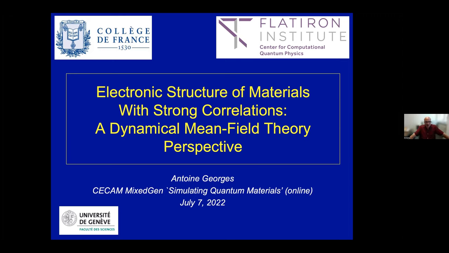Yes, so the title of my talk is Electronic Structure of Materials with Strong Electronic Correlations, a Dynamical Mean Field Theory Perspective. And the word perspective here is important, in the sense that dynamical mean field theory, especially its combination with electronic structure, is basically two things. On the one side, it's a computational framework that allows us to make quantitative calculations and predictions about the properties of materials with strong correlations. But it's also a conceptual framework which allows us to think about the physics of these materials with a somewhat original perspective that I would like to emphasize in the talk.